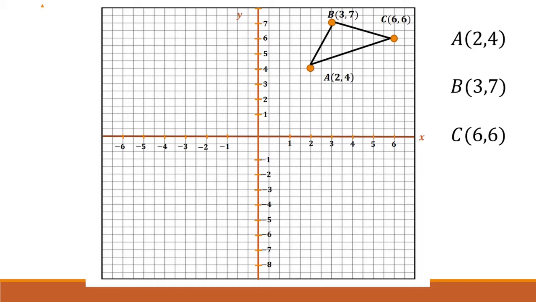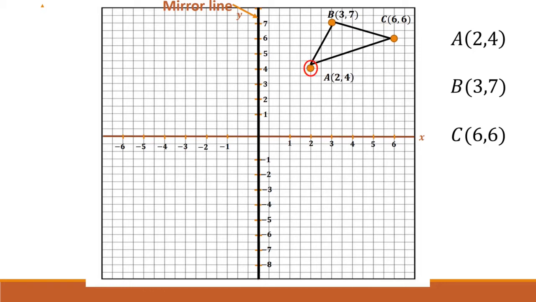Now remember that we are to reflect this triangle ABC on the y-axis. So the y-axis over here acts as the mirror line. Remember, I said the mirror line is a line that represents the mirror. So what we are using as our mirror is the y-axis.